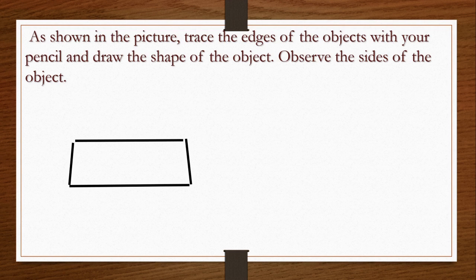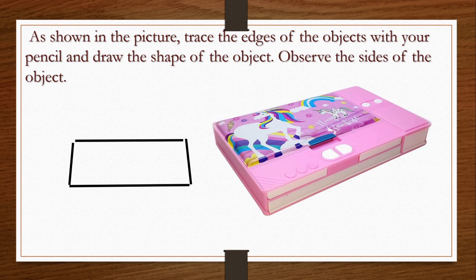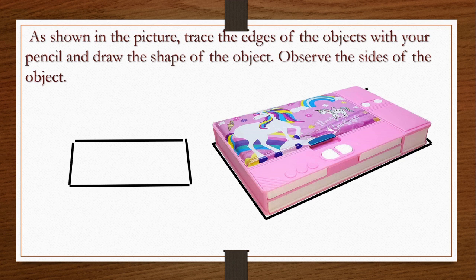Okay, one more object we will try. See, this is our compass box, isn't it? Here also we will trace the edges by the help of the pencil. See here, slowly we have to trace the edges. We must hold this object with one hand and with the other hand trace the edges slowly. Third edge, it is going behind this object, and this is the fourth edge over.